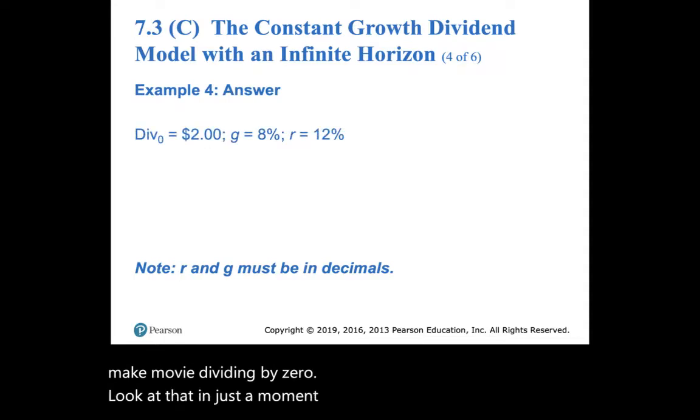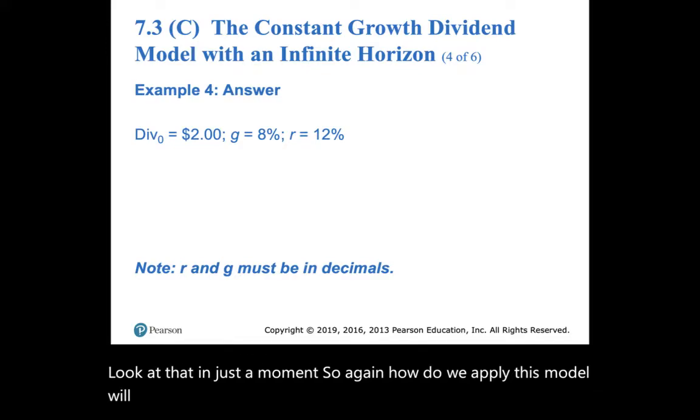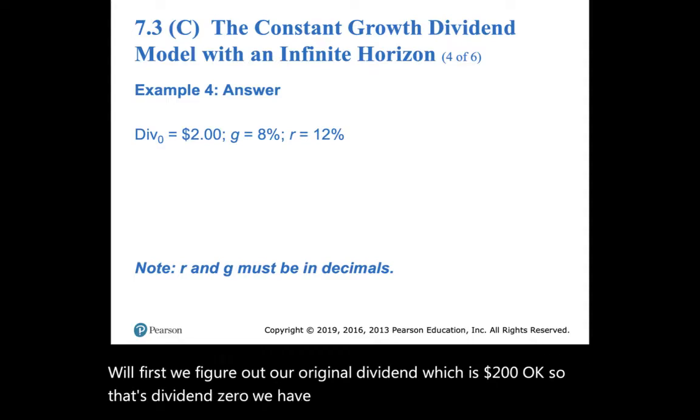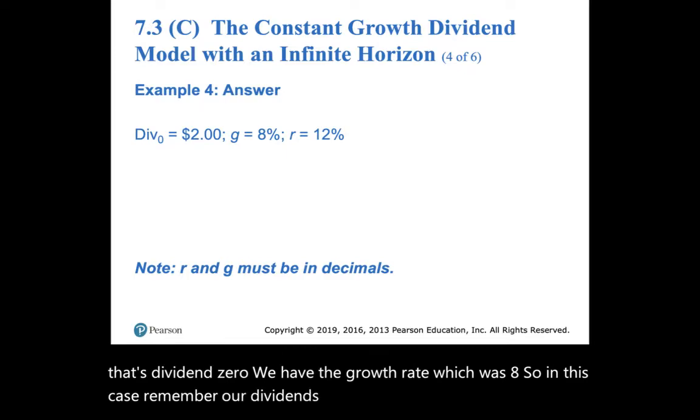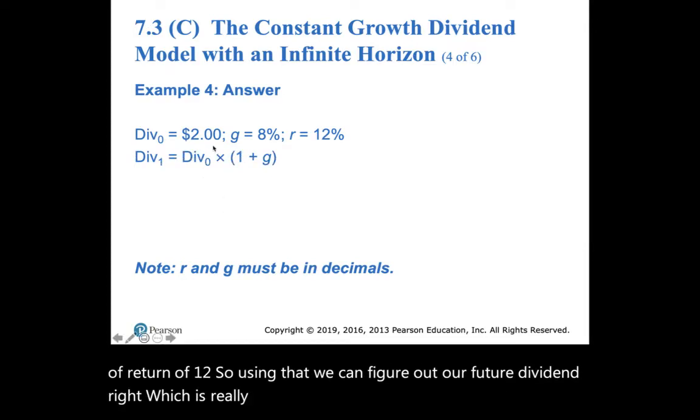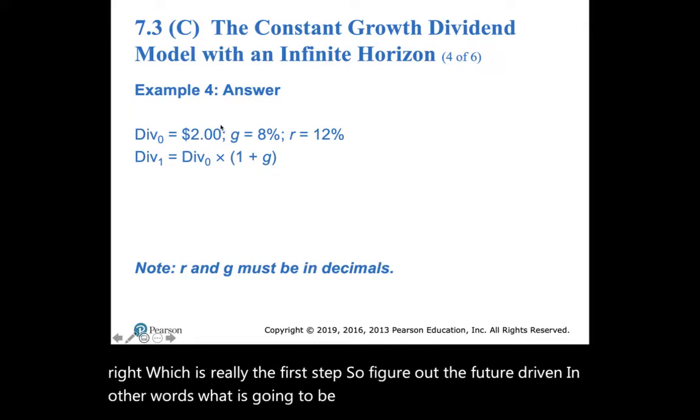So again, how do we apply this model? First, we figure out our original dividend, which is $2. So that's dividend 0. We have the growth rate, which was 8%. Remember, our dividend is going to grow, and we have an expected rate of return of 12%. Using that, we can figure out our future dividend, which is really the first step. In other words, what is going to be the value of the next dividend payment?